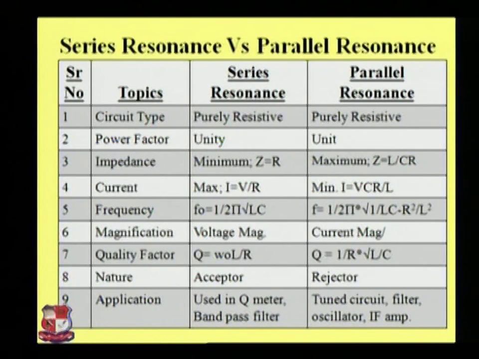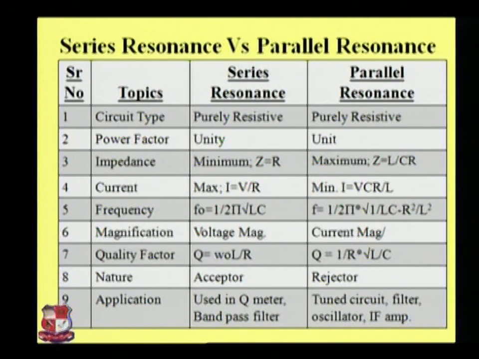Now the nature of the resonance circuit can be of two types: either acceptor or rejector. So the nature of series resonance is acceptor and the nature of parallel resonance is rejector. For applications, series resonance circuits are generally preferred in a Q meter, or in a band pass filter, where a selected band can easily pass through the circuit; then you have to use the series resonance circuit.